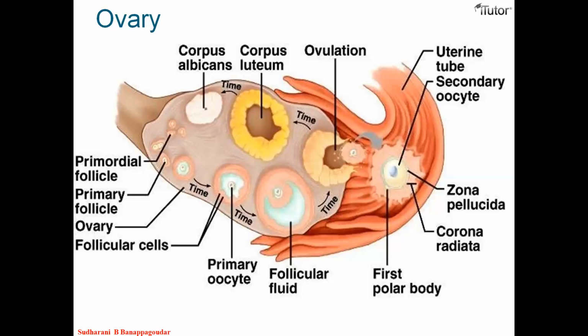Here, further, what happens is that the primary oocyte turns into the mature Graafian follicle. At a particular period, the ovum, or egg, hatches and comes out. This is ovulation. This period is called ovulation.